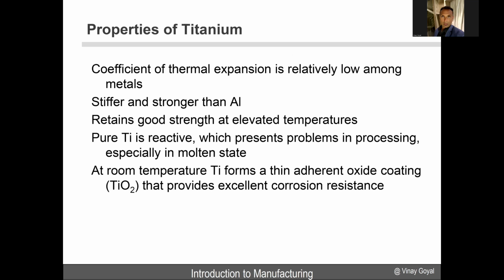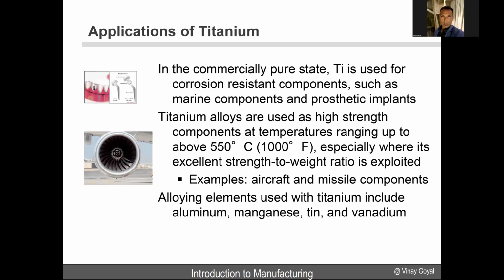The properties of titanium: the coefficient of thermal expansion is relatively low among the many metals, so that's very nice if you want to see high temperature excursions and you want to keep something dimensionally stable. This is not a bad material for it. It's stiff and strong compared to aluminum. It retains great strength at elevated temperatures, but however, pure titanium is reactive and it can produce a lot of problems. So at room temperature, titanium forms a thin adherent oxide coating, which is kind of nice because it provides corrosion resistance. Titanium is used a lot in engines as well. You can use it at high temperatures up to 1000 degrees. Provides great strength to weight ratio.